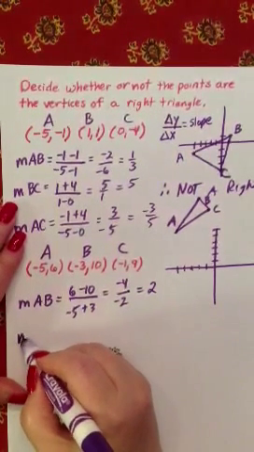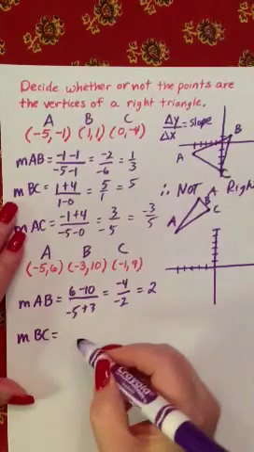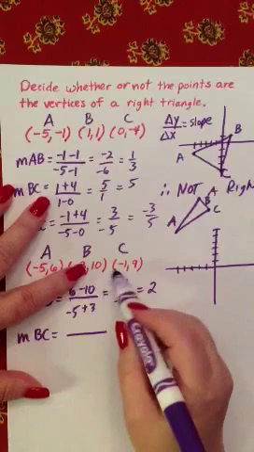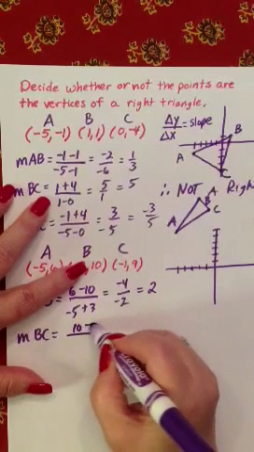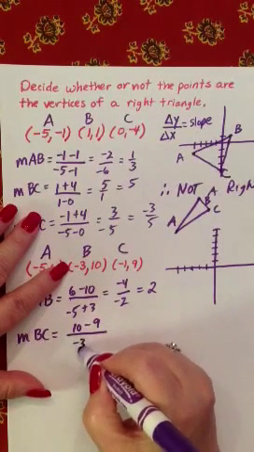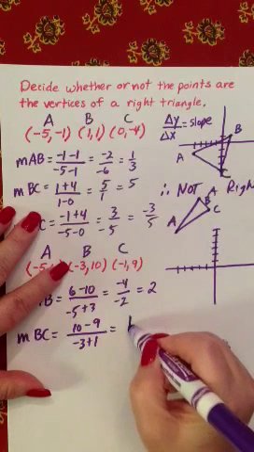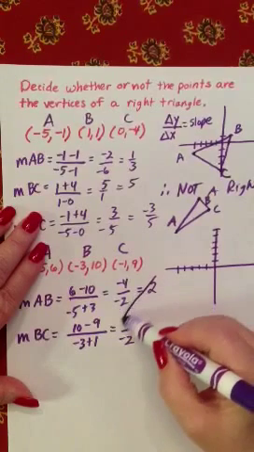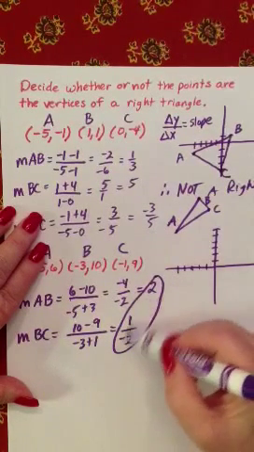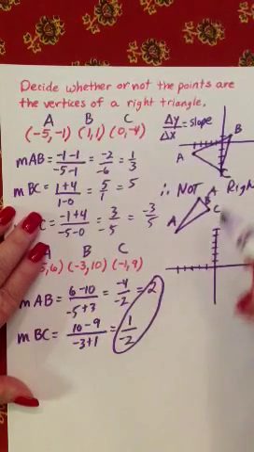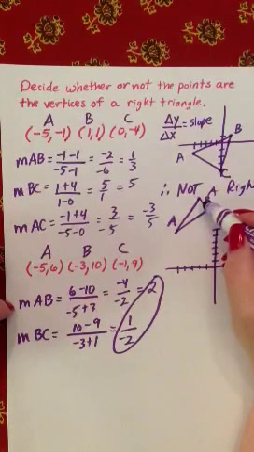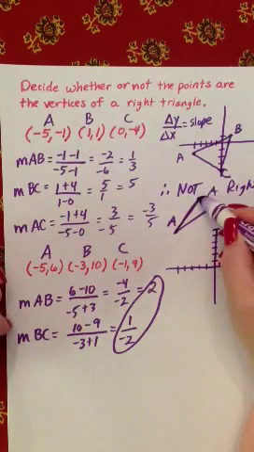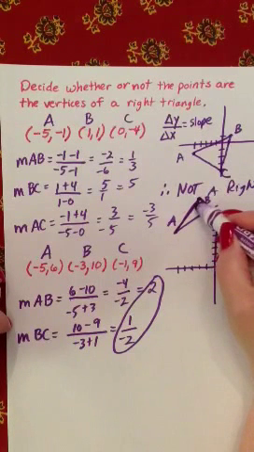Then I'll go the slope of BC. Remember, it's B minus C, so for the y's first, you go 10 minus 9 over -3 plus 1, which would be 1 over negative 2. All right, actually I can stop now. Are these two negative reciprocals of each other? Yes, they are. So that means that side AB and side BC, this is actually the right angle right there.